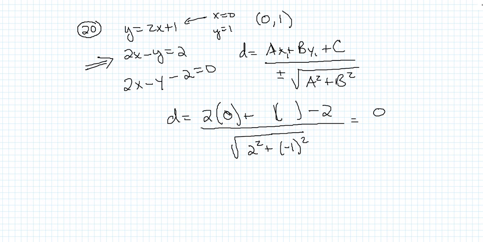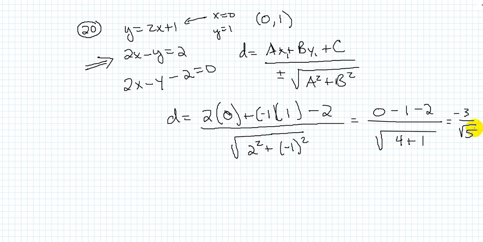Got those confused. To be honest, I get nervous making this video. Let's see. So the b is the negative 1. The y is 1. Okay. So minus 1, minus 2, all over the square root of 4 plus 1. So here we have negative 3 over the square root of 5. And when we drop the negative, rationalize the denominator, and you'd be left with this as the distance.